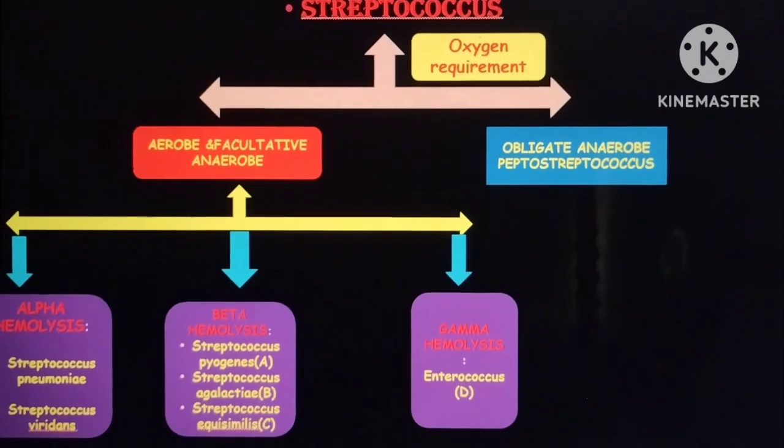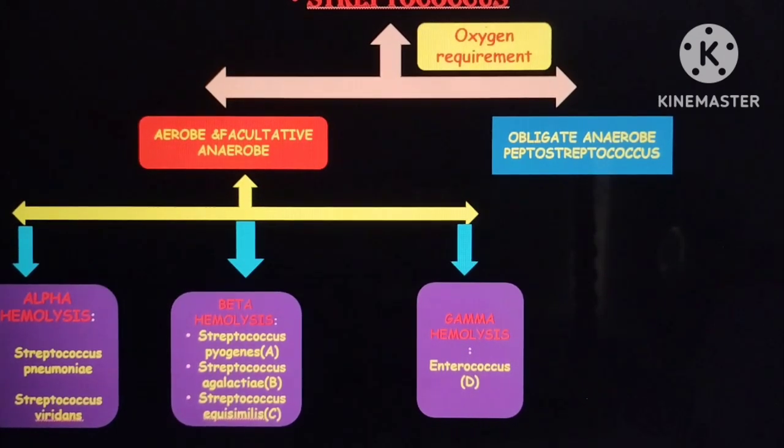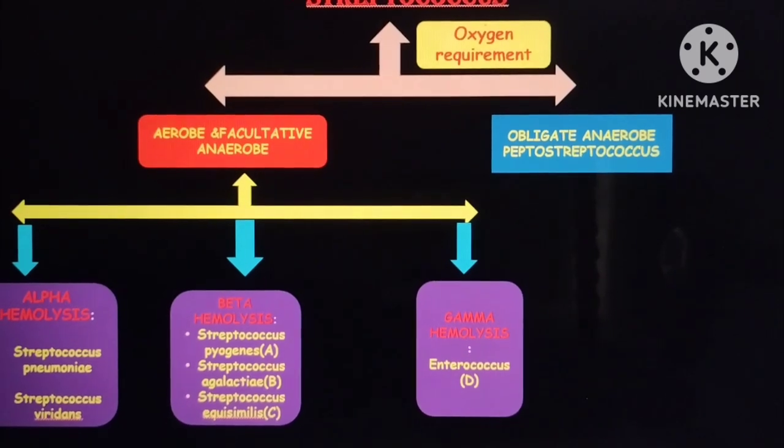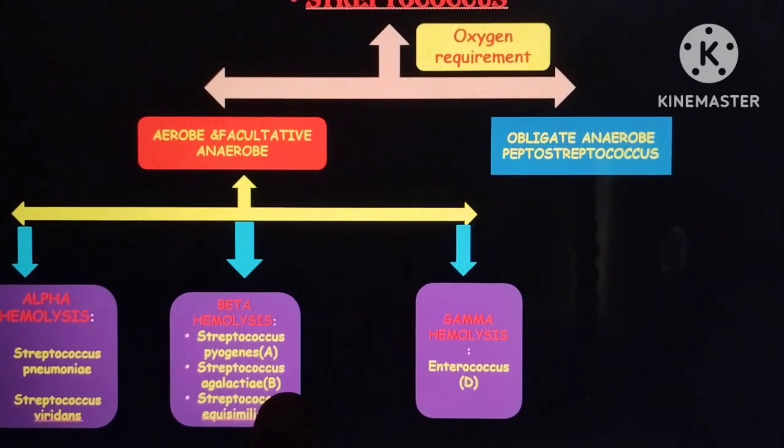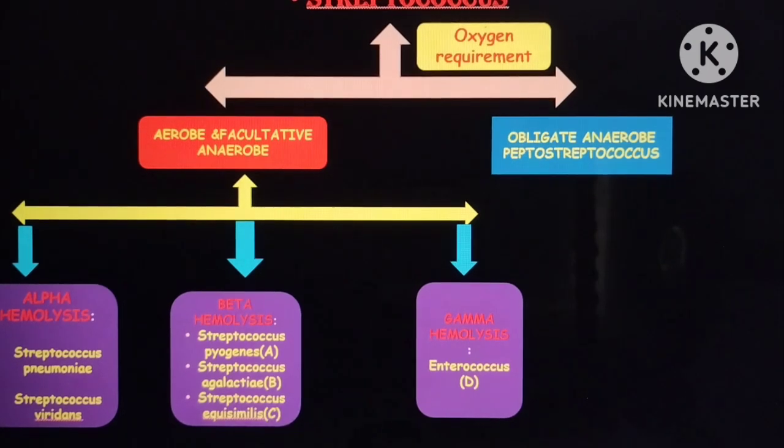Coming to the important part, that is alpha hemolysis, beta and gamma. In alpha hemolysis, you will be dealing with Streptococcus pneumoniae and viridans. In beta, it is pyogenes, agalactiae and equisimilis. These come under groups: pyogenes is A, agalactiae is B, equisimilis is C. In gamma hemolysis, we will be dealing only with Enterococcus. Each and every point is important because they can ask, for example, Streptococcus pyogenes belongs to which group, which is A.